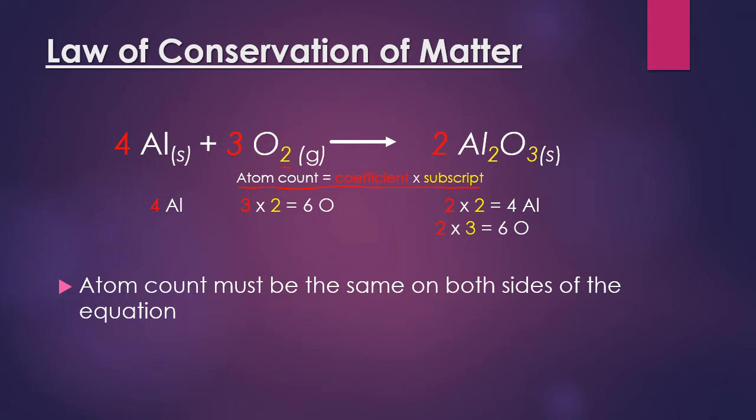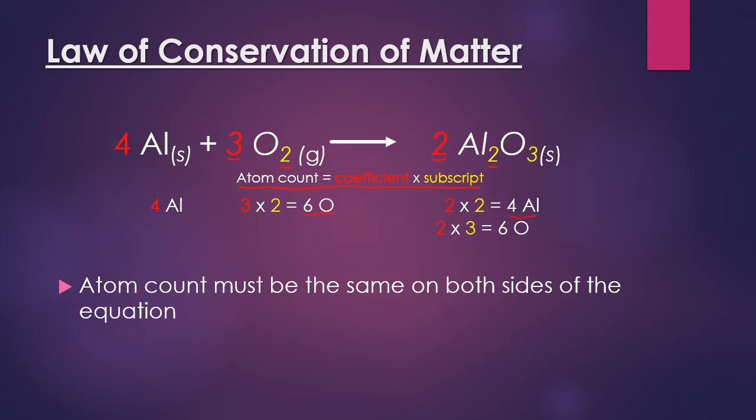Let's count. For aluminum, I have 4 of them. For oxygen, I'm going to take that coefficient of 3 and multiply it by the subscript of 2. So 3 times 2 tells me I have 6 total oxygens on the reactant side. Now I'm going to go to the product side. I have a coefficient of 2, so I'm going to multiply it by the subscript of 2 to give me a total of 4 aluminums.